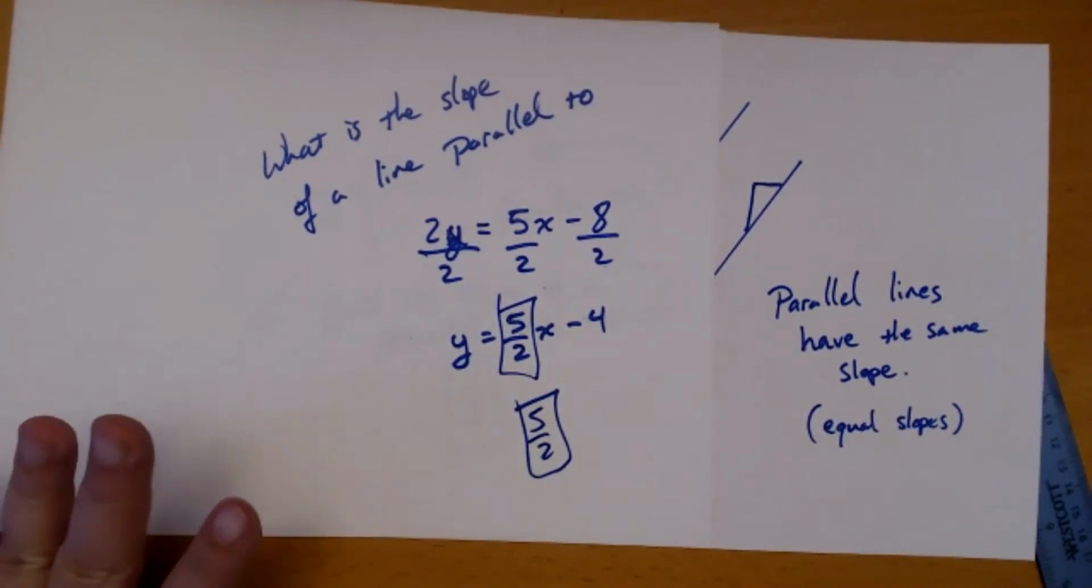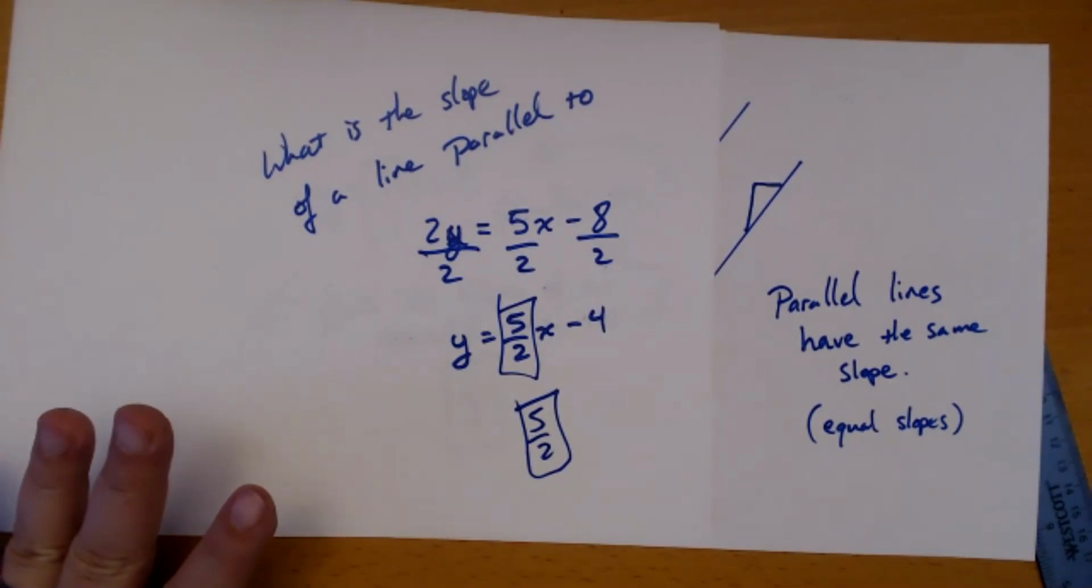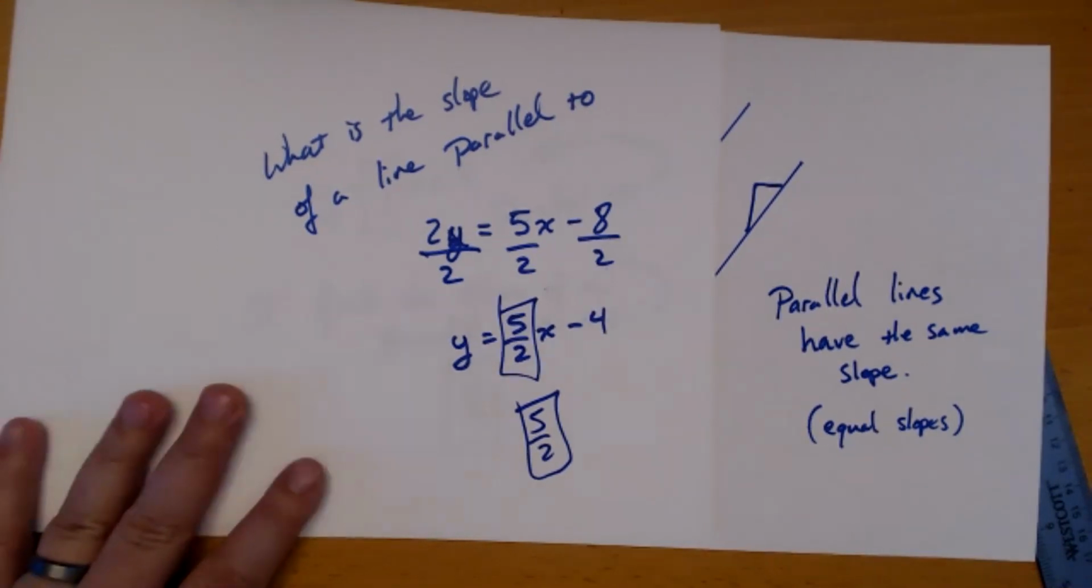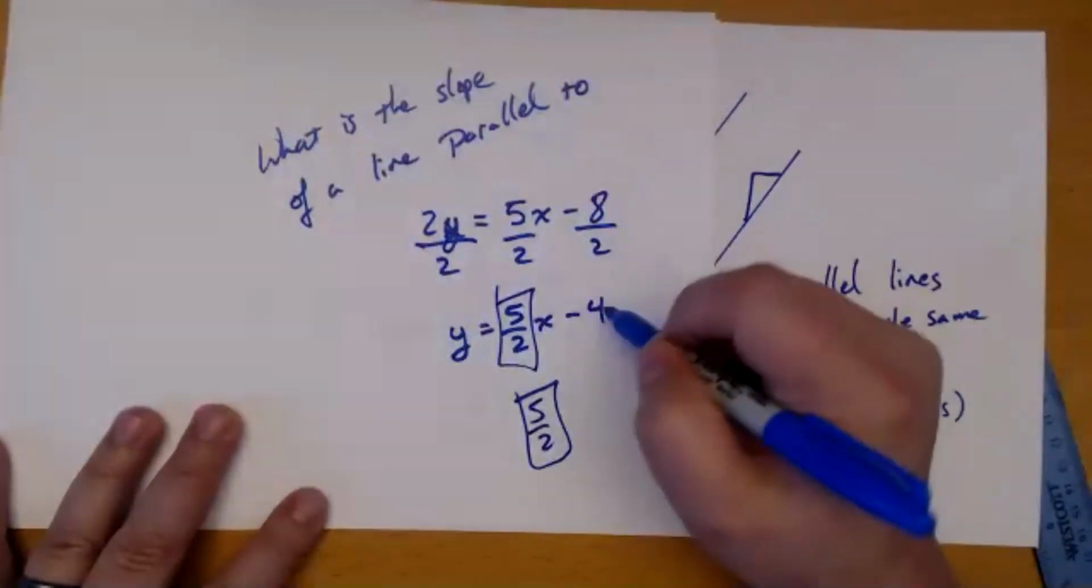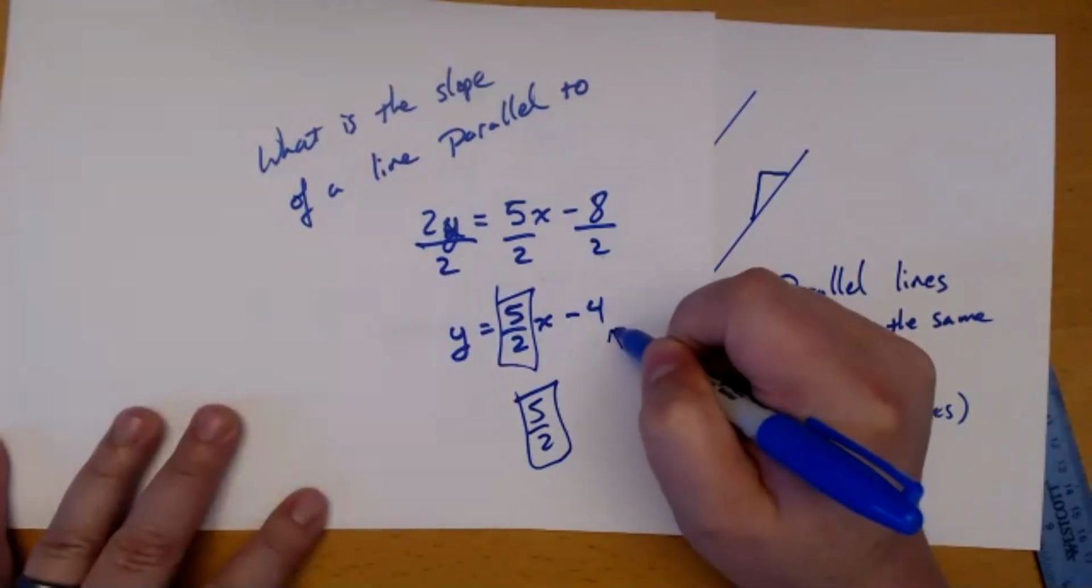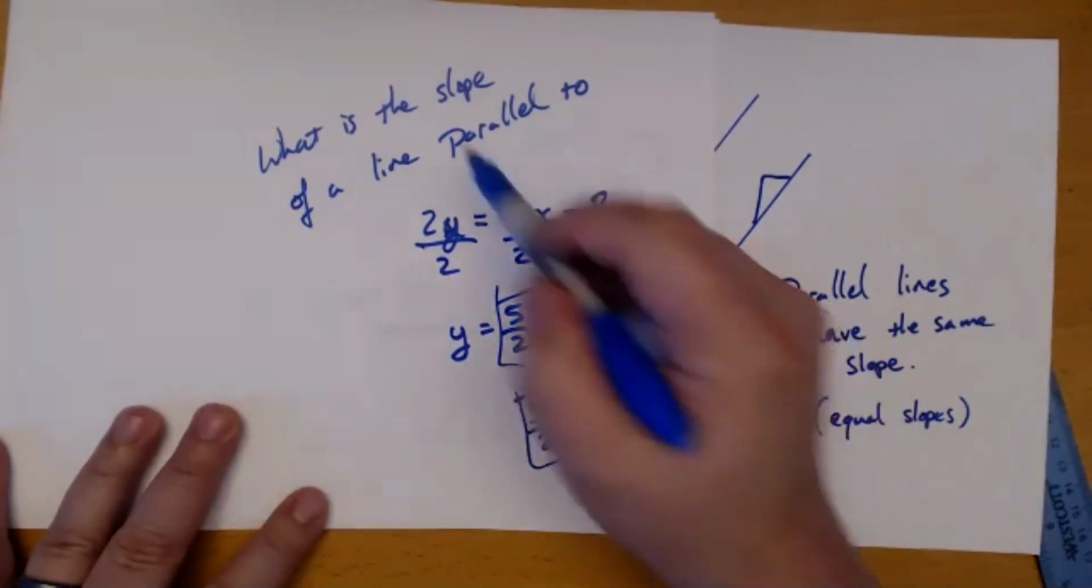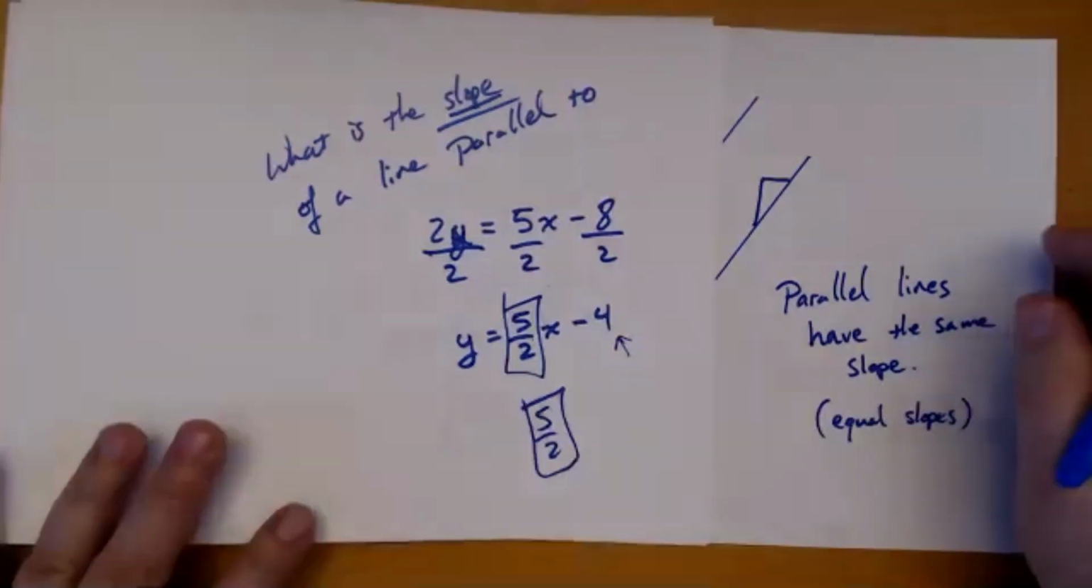How do we feel about that? Well, I got one of you. Okay. The 4 is your y-intercept. I'm not worried about the y-intercepts. I only want the slope. Okay.